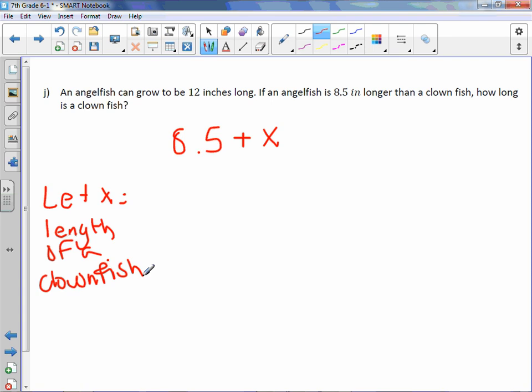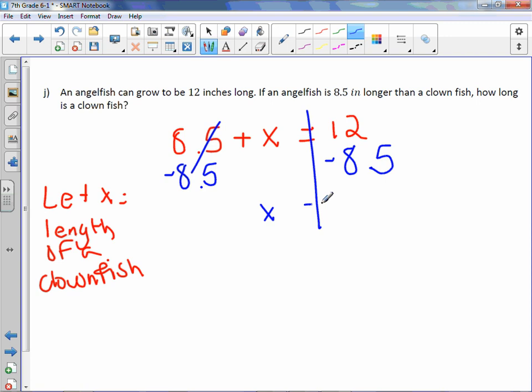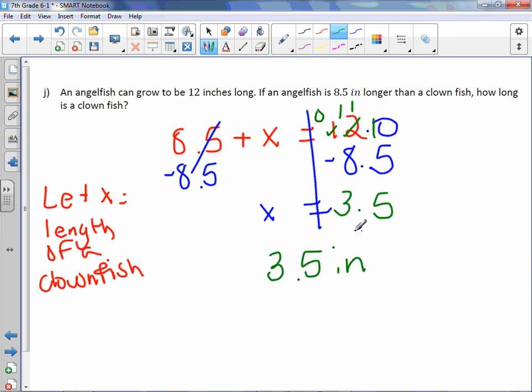So again, we take the 8.5 inches, add it to the length of a clownfish, and that equals our angelfish, which is 12. Now let's solve. Subtract 8.5 from both sides. I'm going to add a decimal point and a 0 here to do some subtraction. I would get 5 and 3. So 3.5 inches.